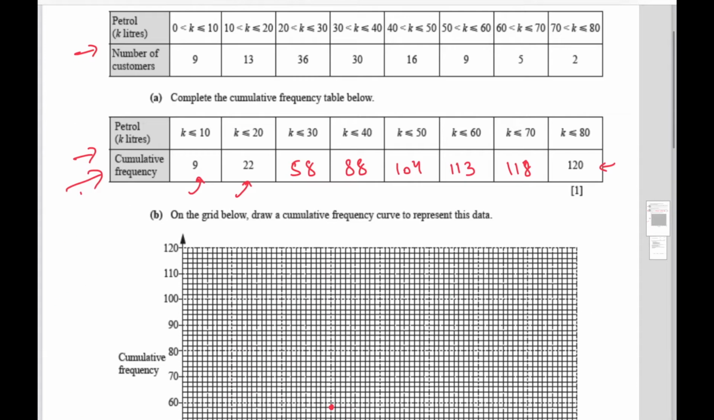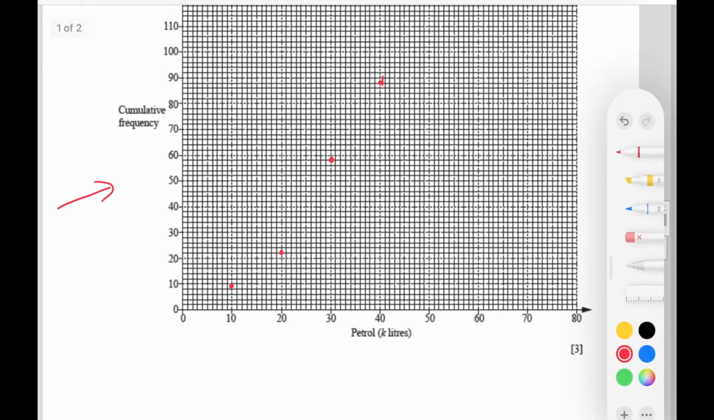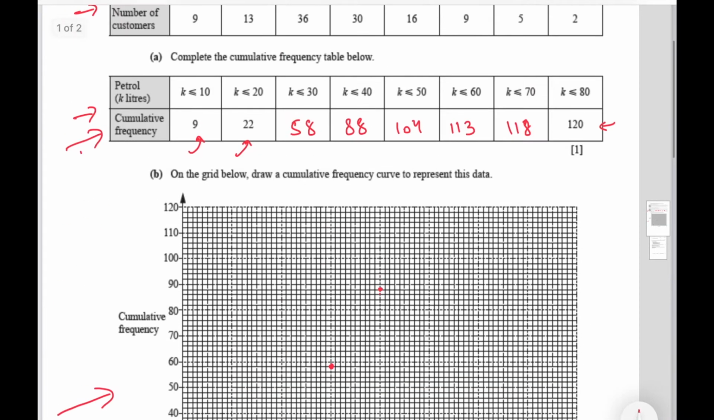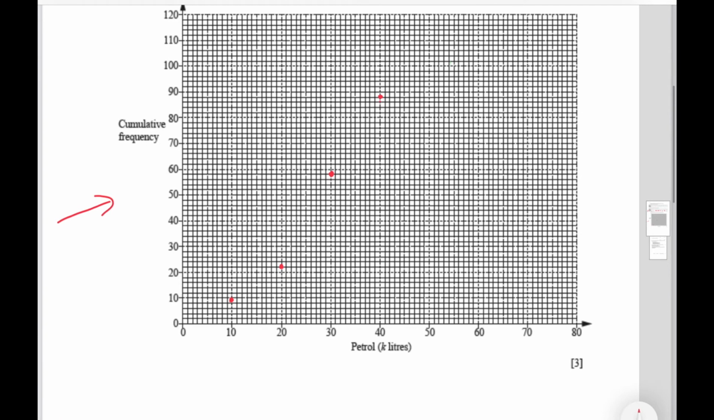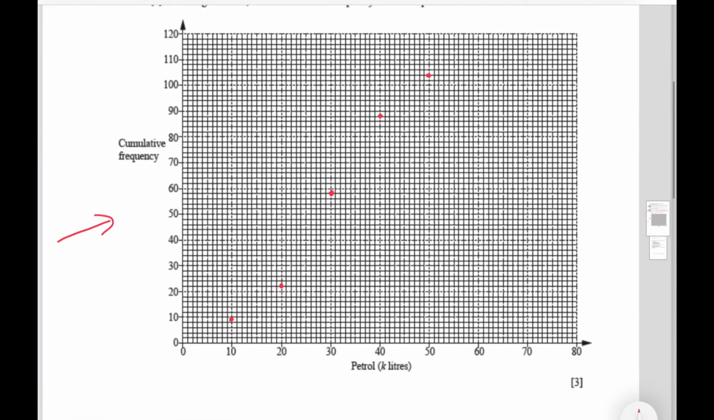Okay, then it says 40 and 88. That means we have to go up this one, and it is supposed to be over here. Okay, I need to remove this, just to be sure. Okay, so the next value is 50 and 104. That is supposed to be over here. Then the next value is 60 and 113, which is supposed to be over here.